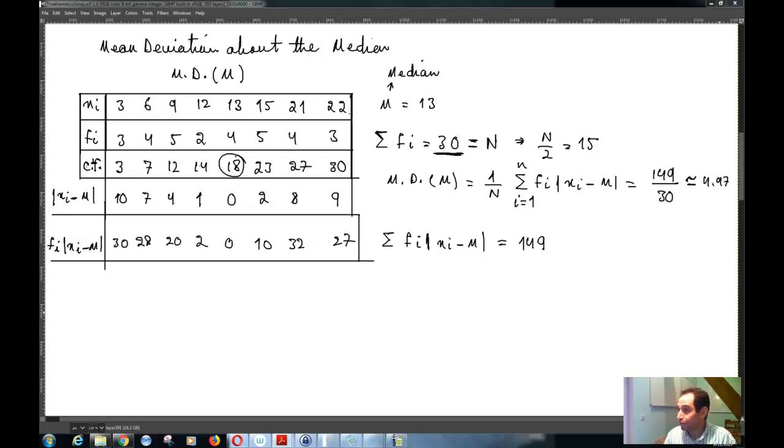Now there is another thing called continuous frequency distribution, which is another way of grouping your data depending on the situation, which we'll talk about in the next video. I'll see you in the next video.